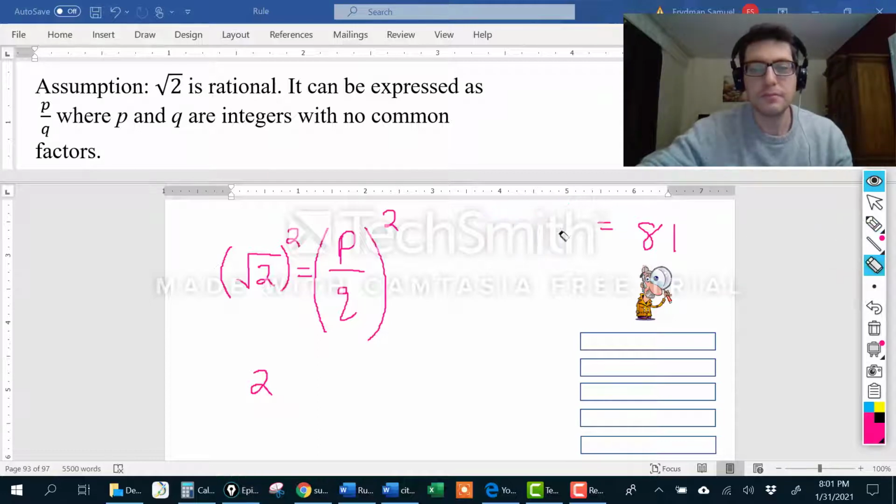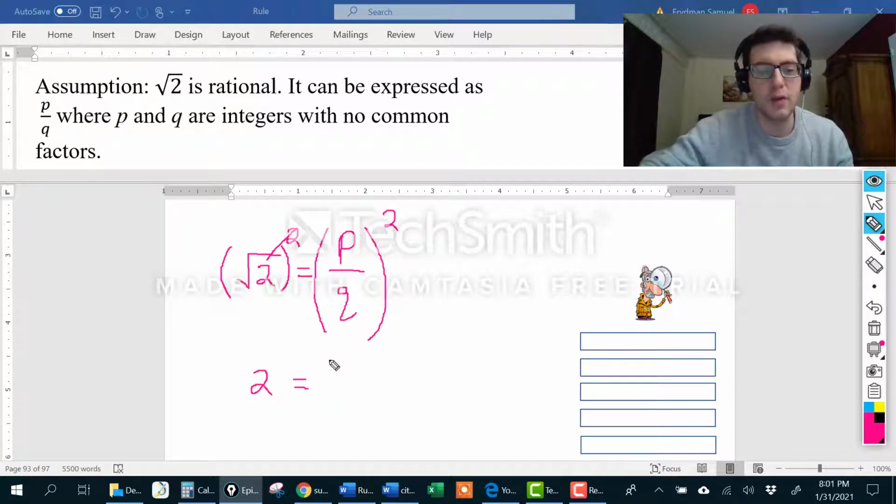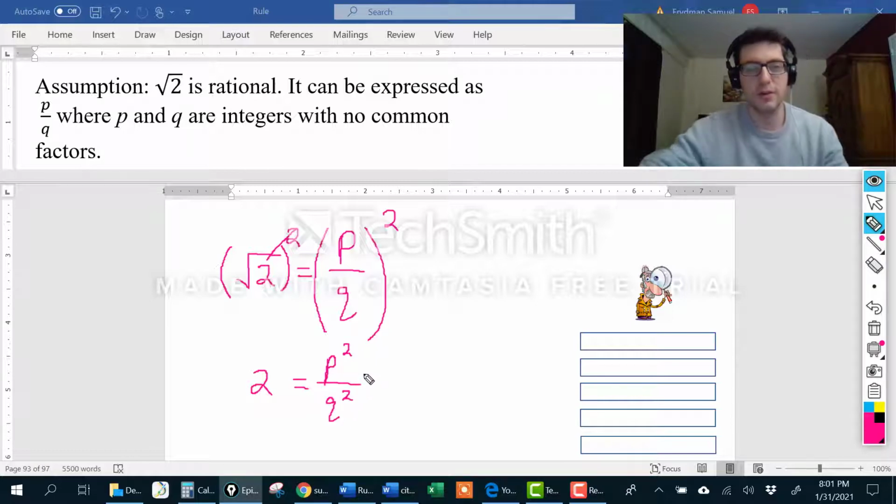Okay? So if I square both sides here, then on the left side, this and this cancel, and we have just 2. And then on the right side, we have p over q to the second power, which is like p to the second power over q to the second power.